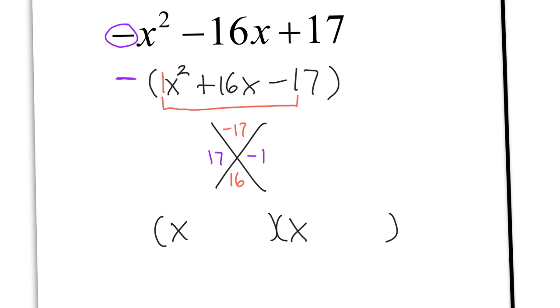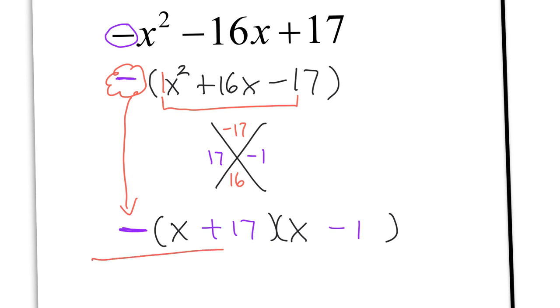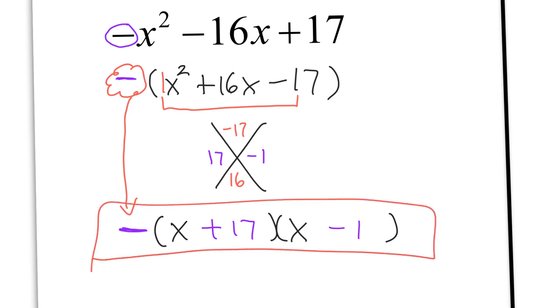And you guys bring down your factors. Plus 17 here, minus 1 over here. And guys, remember that negative we factor out? You have to bring it down. It is part of your answer. The negative is outside. You didn't use it in the diagram. I didn't use it here, but it is part of the answer. So your answer will be a negative outside, x plus 17 times x minus 1.